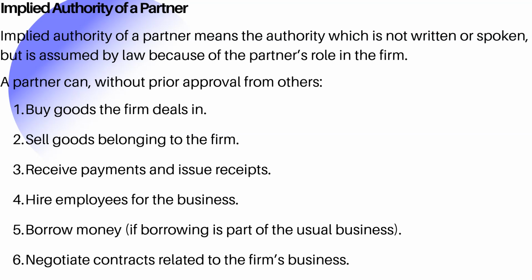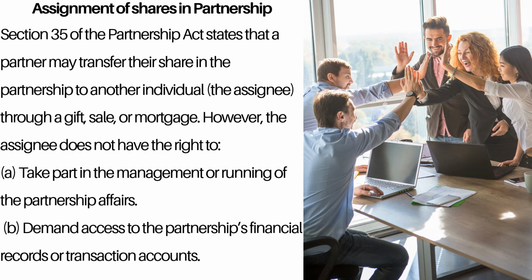The other one is sell goods belonging to the firm. That is extremely, very important. Also receive payments and issue receipts. Hire employees for the business. The other one is borrowing money, and that is only when borrowing is a part of the usual business of the firm. And then finally, be able to negotiate contracts related to the firm's business, or negotiate contracts related to the partnership.